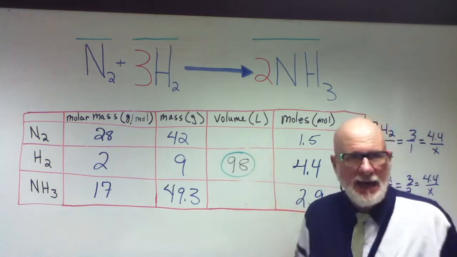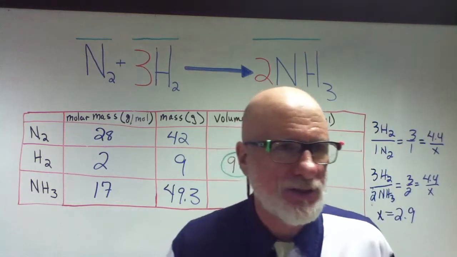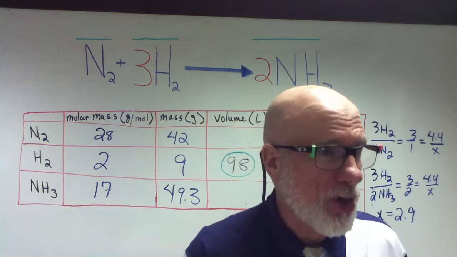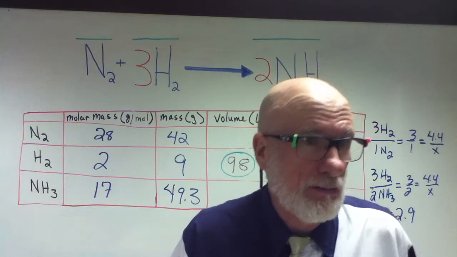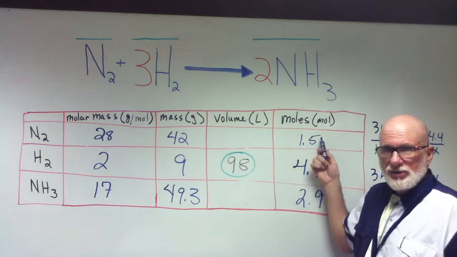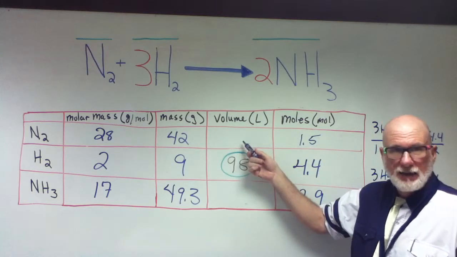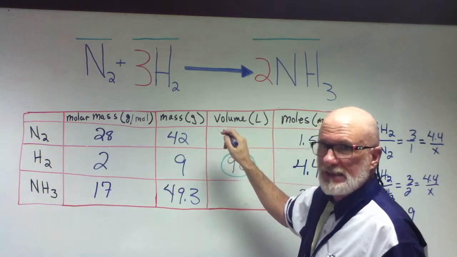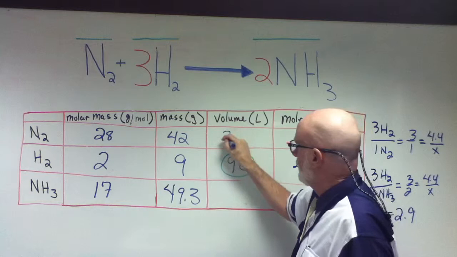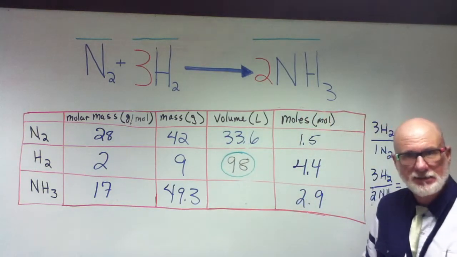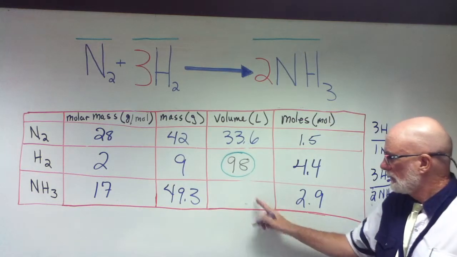So if I have 22.4 liters per mole, and I know the number of moles, can you tell me the total volume? Well, tell me. I have 1.5 moles. What do I got? 33.6. What is it? 33.6. Excellent. What's this one?